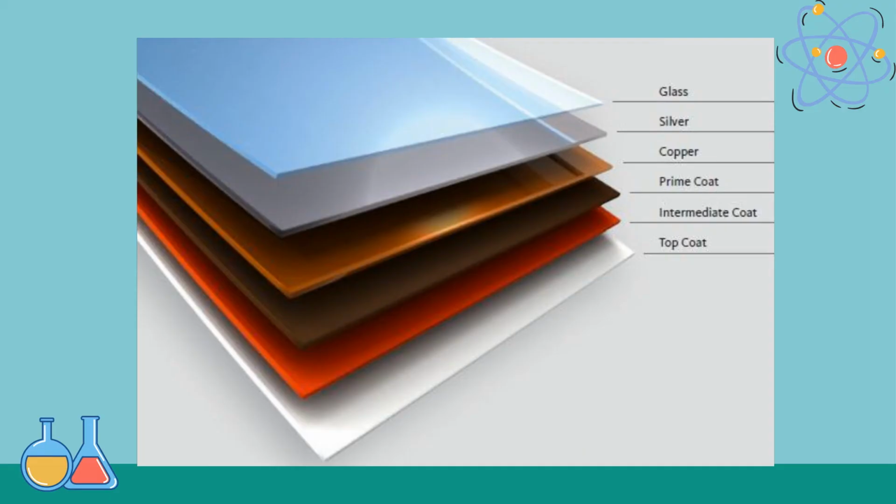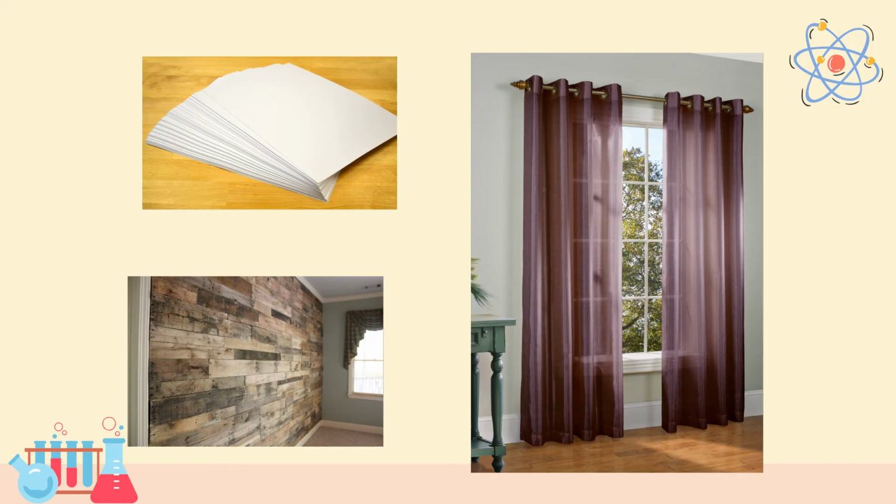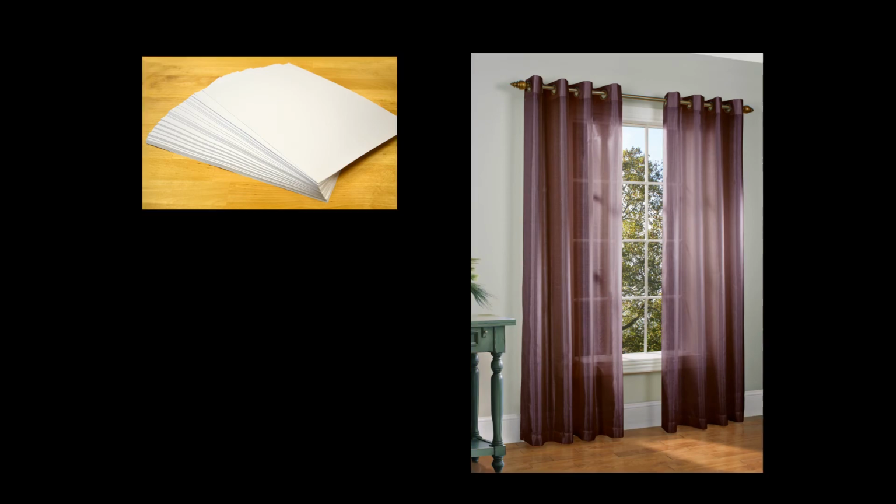A mirror is a highly polished surface and an example of regular reflection. But most of the objects around us, like paper, wood, and curtains, are all examples of irregular reflection of light because they scatter the light.